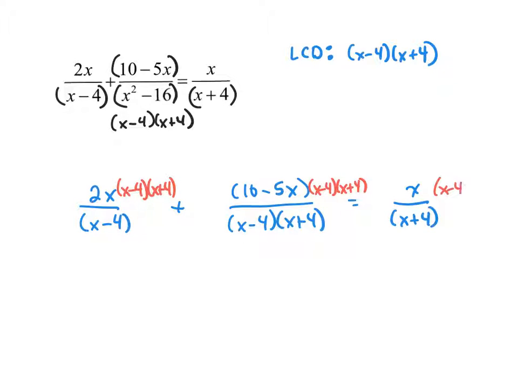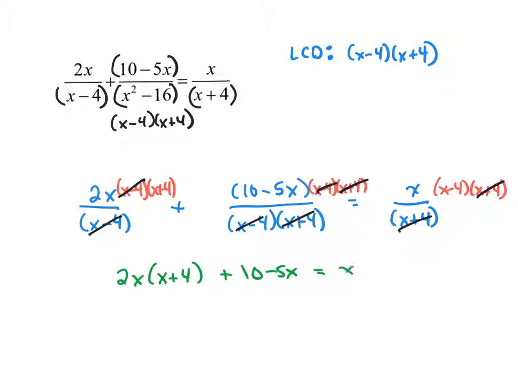And then again, lots of good stuff will cancel. We'll be left with something and we'll solve it from there. So we'll cancel this, this will cancel both of these, and here we'll just cancel the x plus 4. So let's see what we have left. We have 2x times x plus 4, plus 10 minus 5x. And I'm just going to remove the parentheses because there's nothing in front. Equals x times x minus 4. So we have quite a mess here. So we'll distribute. We get 2x squared plus 8x plus 10 minus 5x equals x squared minus 4x.